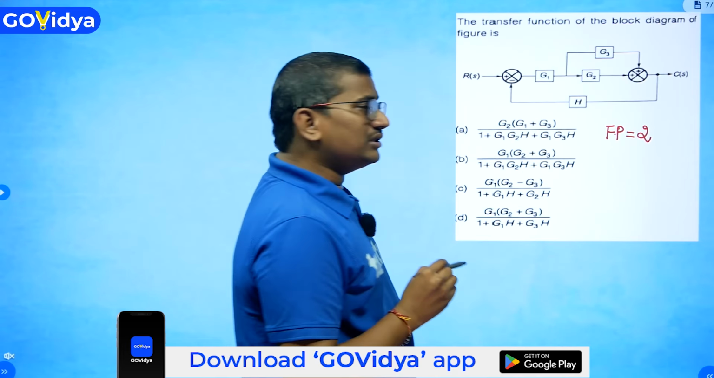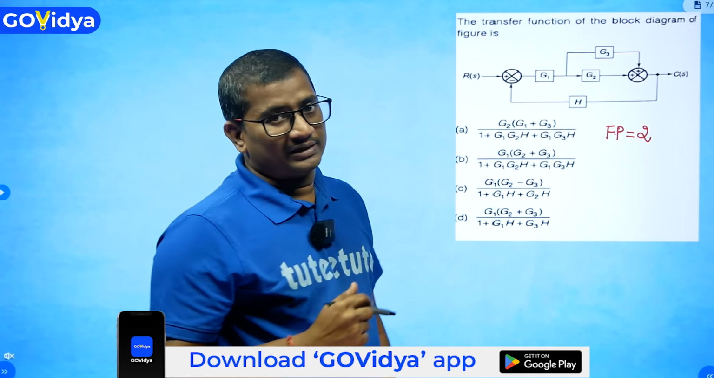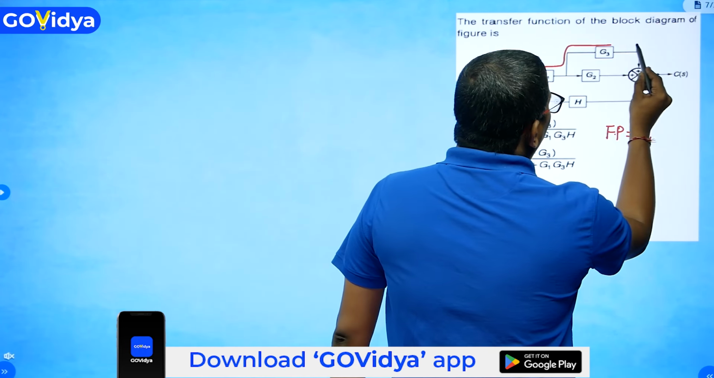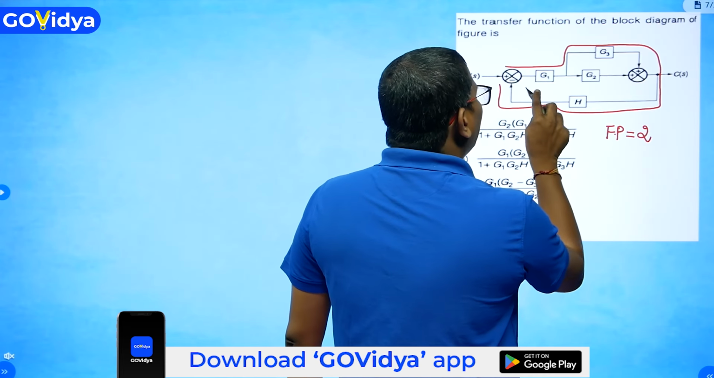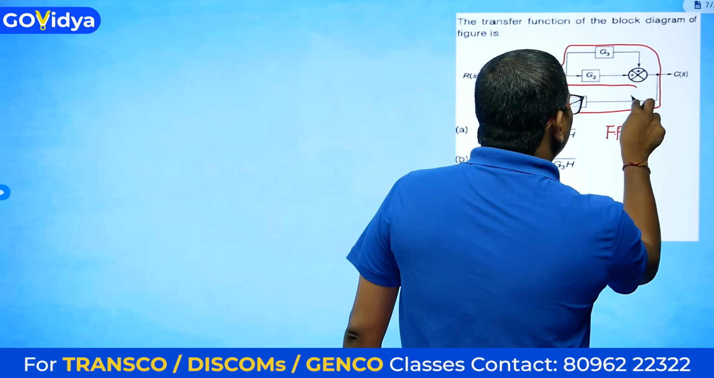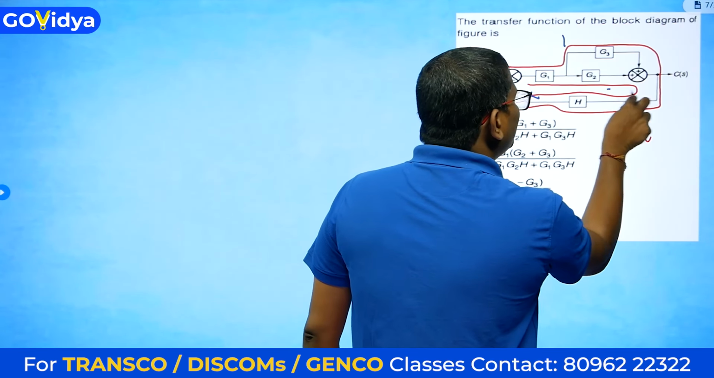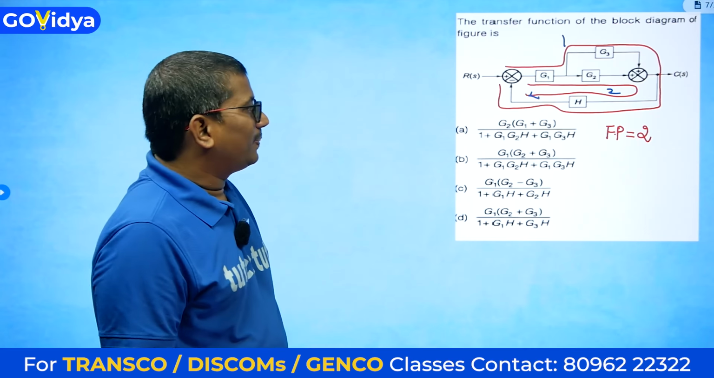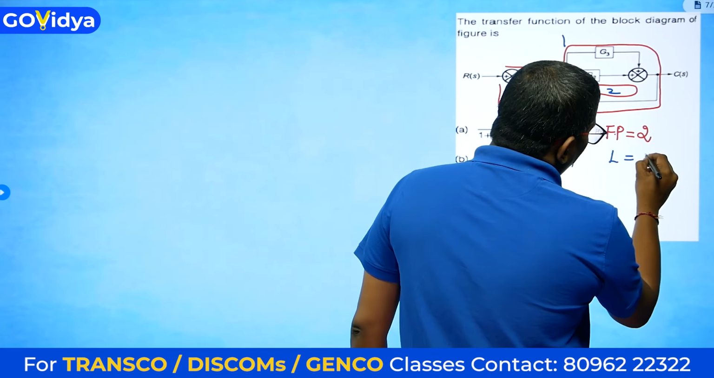Are there any loops in this? How many loops are there? There are 2 loops. How? This is one loop. This is the other loop. This is loop 1 and this is loop 2. So how many loops are there? There are a total of 2 loops. So loops equal 2.